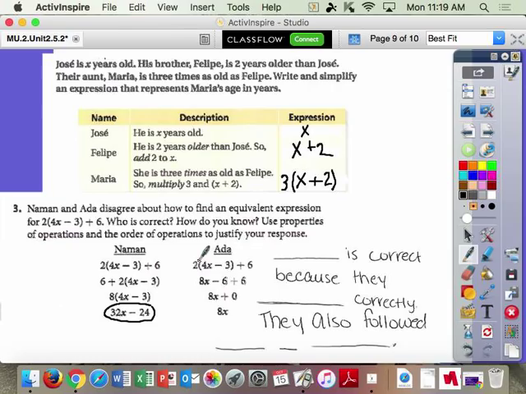Ada said 2 times 4x is 8x. 2 times 3 is 6 plus 6. I can't add 8x to them, that would be one thing. Minus 6 and plus 6 would be different, so that would give me 0. So their answer is just 8x. So who did it right? Ada did it right. They did what correctly? They distributed.